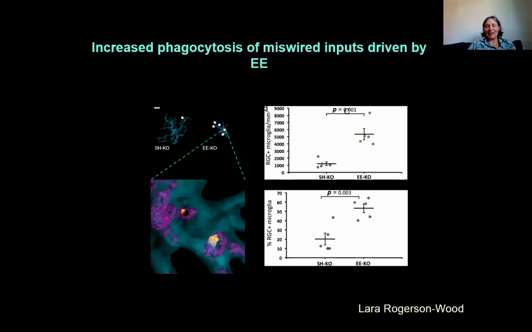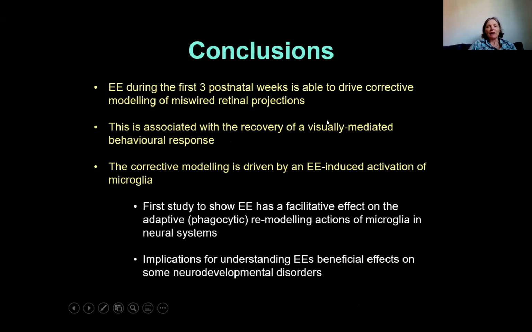As I said, it's still at an early stage, and there's a number of experiments ongoing to follow this work up, but I'll leave it there for now. So just to conclude, we're able to show that enrichment during just the first three postnatal weeks is able to drive corrective remodelling of miswired retinal projections. And this is also associated with the recovery of visually mediated behavioural responses.